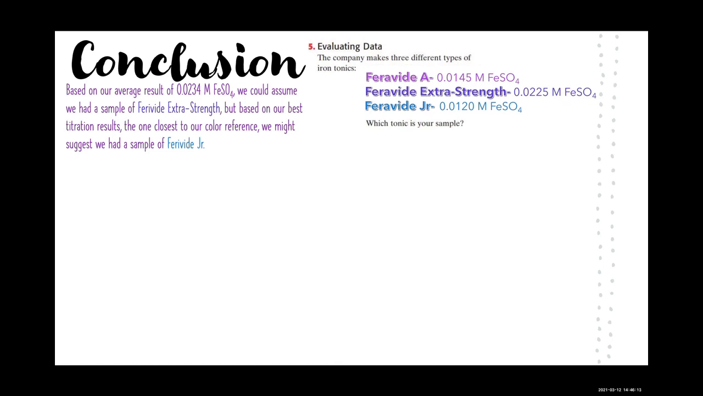pretty darn close. But if we want to go based on our best titration results, the one that was closest to our color reference, we might suggest that we had a sample of Ferrovide Junior. And I happen to know the actual molarity of the iron 2 sulfate solution. And I will tell you, our closest titration was by far our most accurate. We were very, very close.